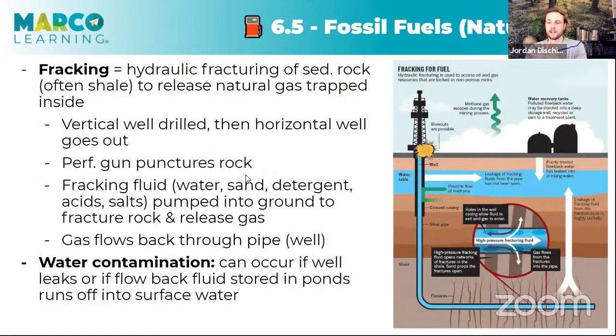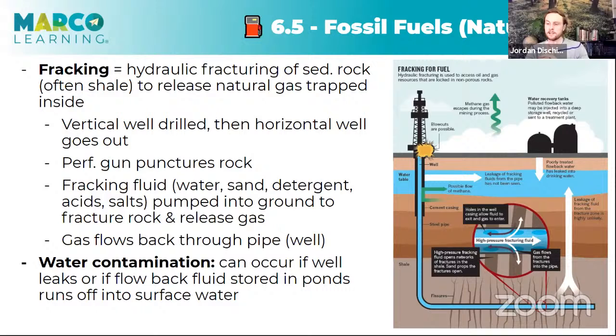Then I want to take a quick look at fracking here. So in fracking, we are going to pump water down a well, and that water is going to have a bunch of things in it. It's going to be sand, detergent, acid, salt. That's going to be pumped into the ground, and it's going to fracture the rock. So it actually cracks the rock open, and the natural gas that's trapped in there is going to flow out. Now, this is often done in a sedimentary rock like shale, where that natural gas is found, and then it flows up with the water, and it's collected in this collection mechanism at the top, and it's transported. But an issue we need to know is water contamination.